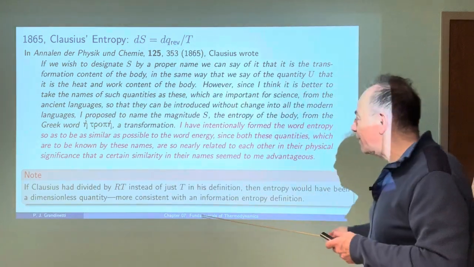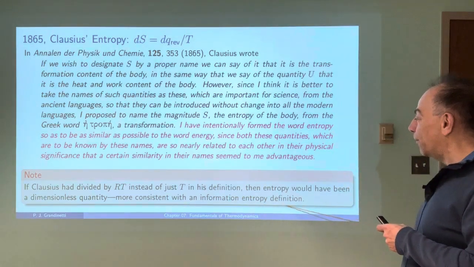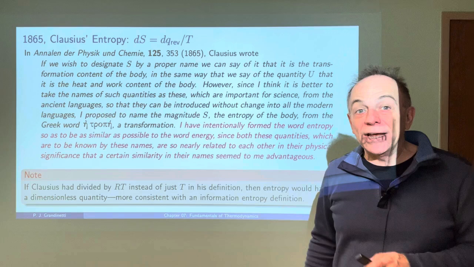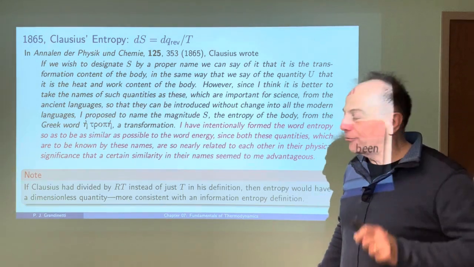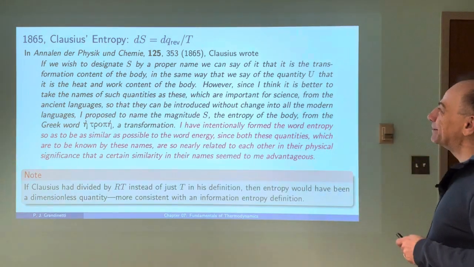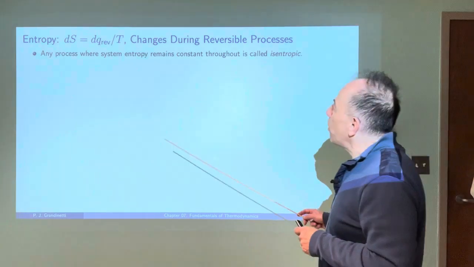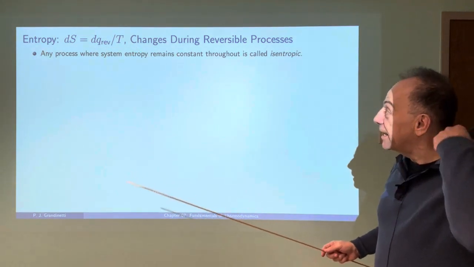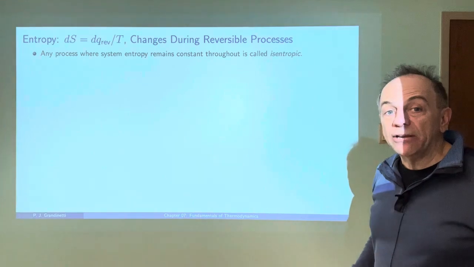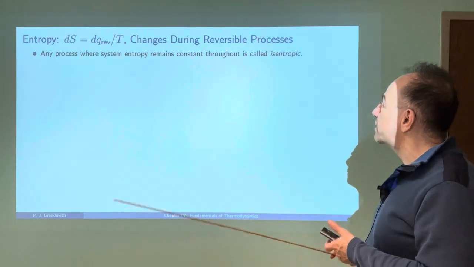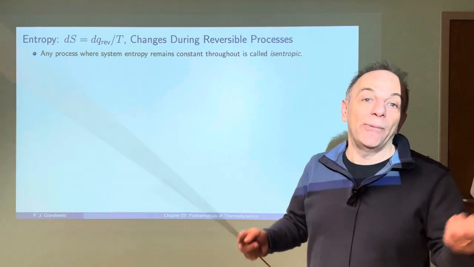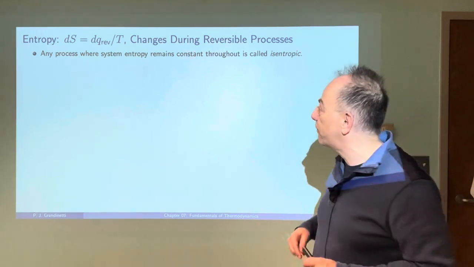And that actually would have made it more consistent with what a more modern definition of what we now call information entropy. But that will be for some other class, not this class. So given Clausius's definition of the differential change in the entropy for a reversible process, we can look at some of the processes that we've looked at before where we've evaluated the heat that flowed.